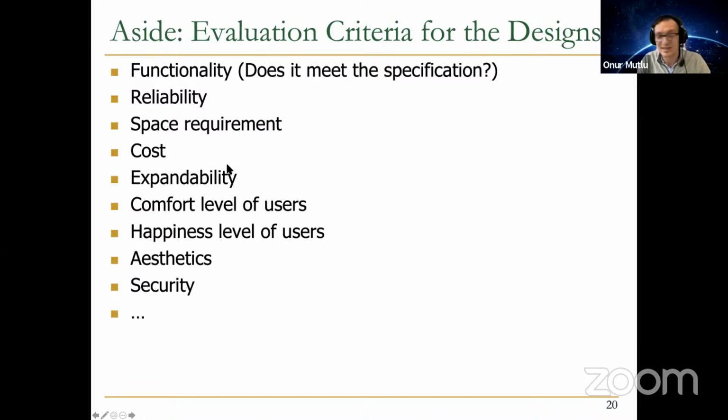Let's take a look at some of the evaluation criteria. This is certainly not exhaustive, but some of the criteria could be functionality. Does it meet the specification? Somebody specified a train station to operate in some way. Does it meet that? Is it reliable? Does it occupy too much space or too little space? Area is usually related to cost, for example, or something else, right? Maybe you just don't have enough area regardless of how much cost you pay, and as a result, you need to put this Oculus in the middle of New York City in a very tight space requirement.